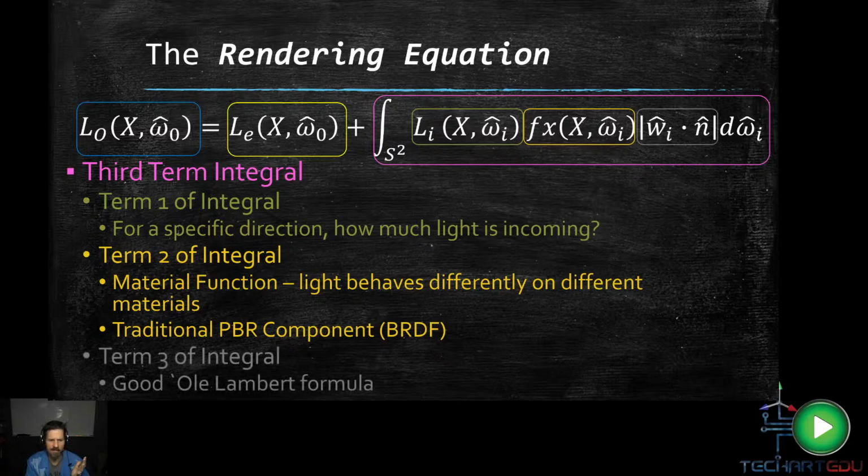And then we have this third term, which you might recognize, and that is the angle coming in to the normal. This is like the good old Lambert formula. We've seen this before. This is from the Phong equation, and so it's really just the same thing. But instead of a specific light, this is with all the light sources.